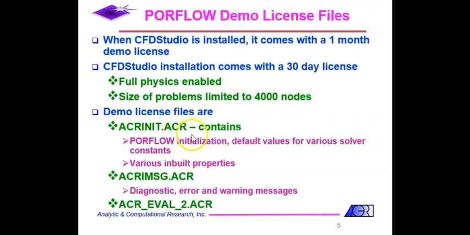The file acrinit.acr contains various PORFLOW initialization and default values for solver constants. It also has various inbuilt properties. The file acrimsg.acr contains diagnostic error and warning messages. The file acreval2.acr contains license information such as validity, duration of validity of the license, and the number of nodes, which is again 30 days and 4,000 nodes.